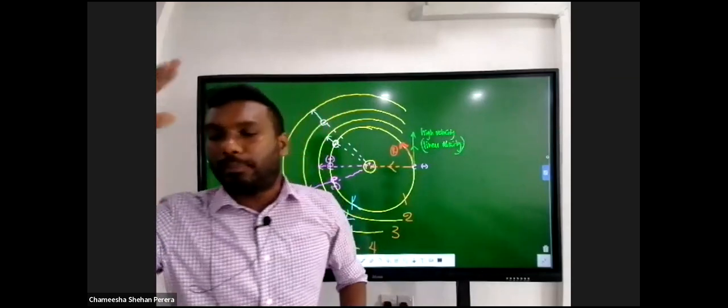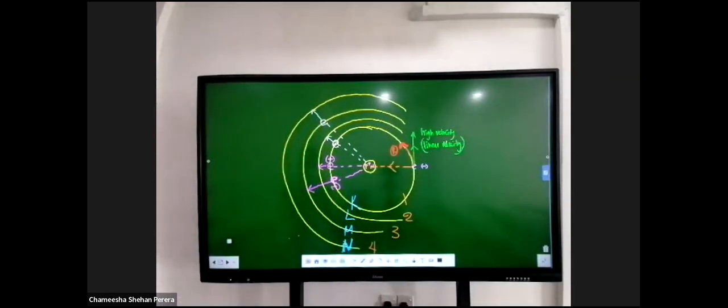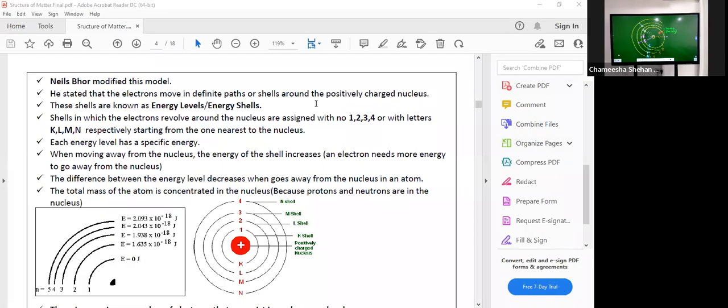Put up your hands those who understood that point. Roshan, you didn't understand? Didn't you understand that? Vidushi, how about you? Was it difficult to understand? Right. Okay. Next thing. See here.